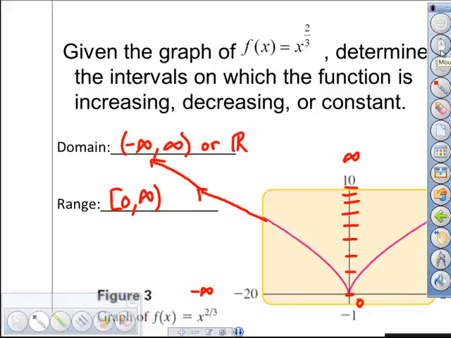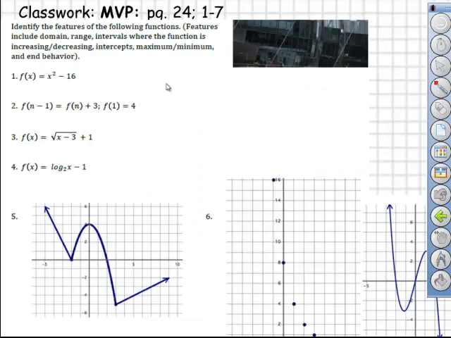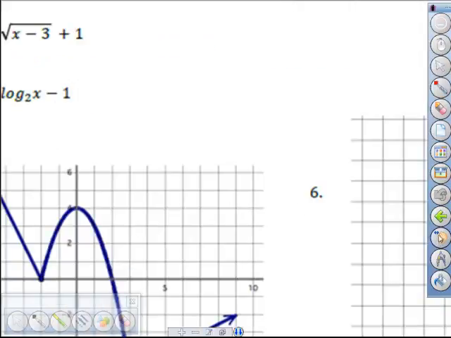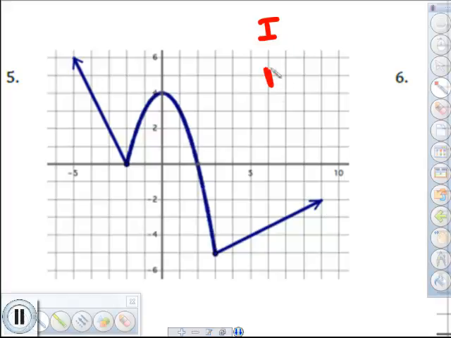So let's go back to our little worksheet that we had, those questions 1 through 6, and let's just look at problem number 5. So if we look at this problem right here, we can figure out the intervals on which the function is increasing and decreasing. So why don't you guys try that first? Where is the function increasing and where is it decreasing?